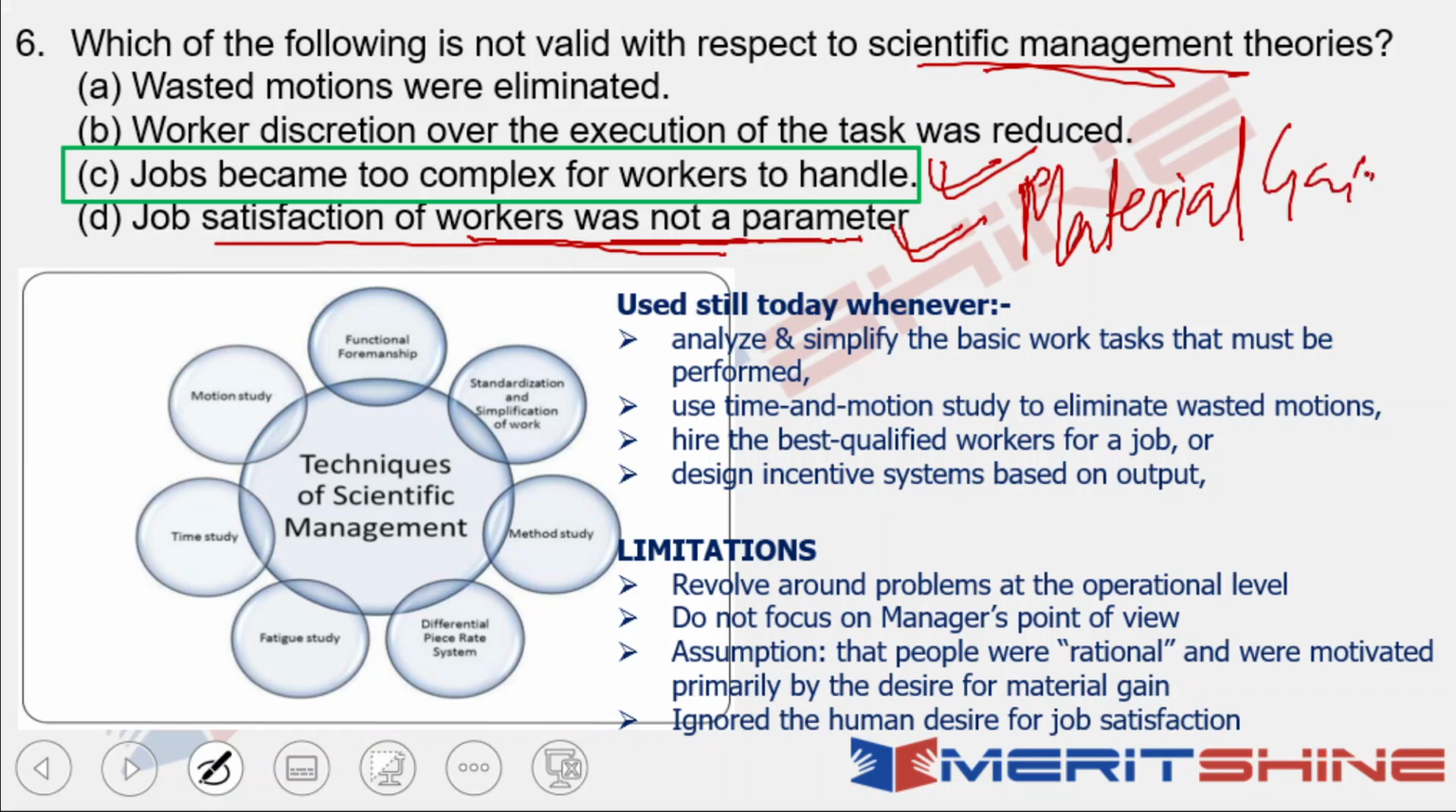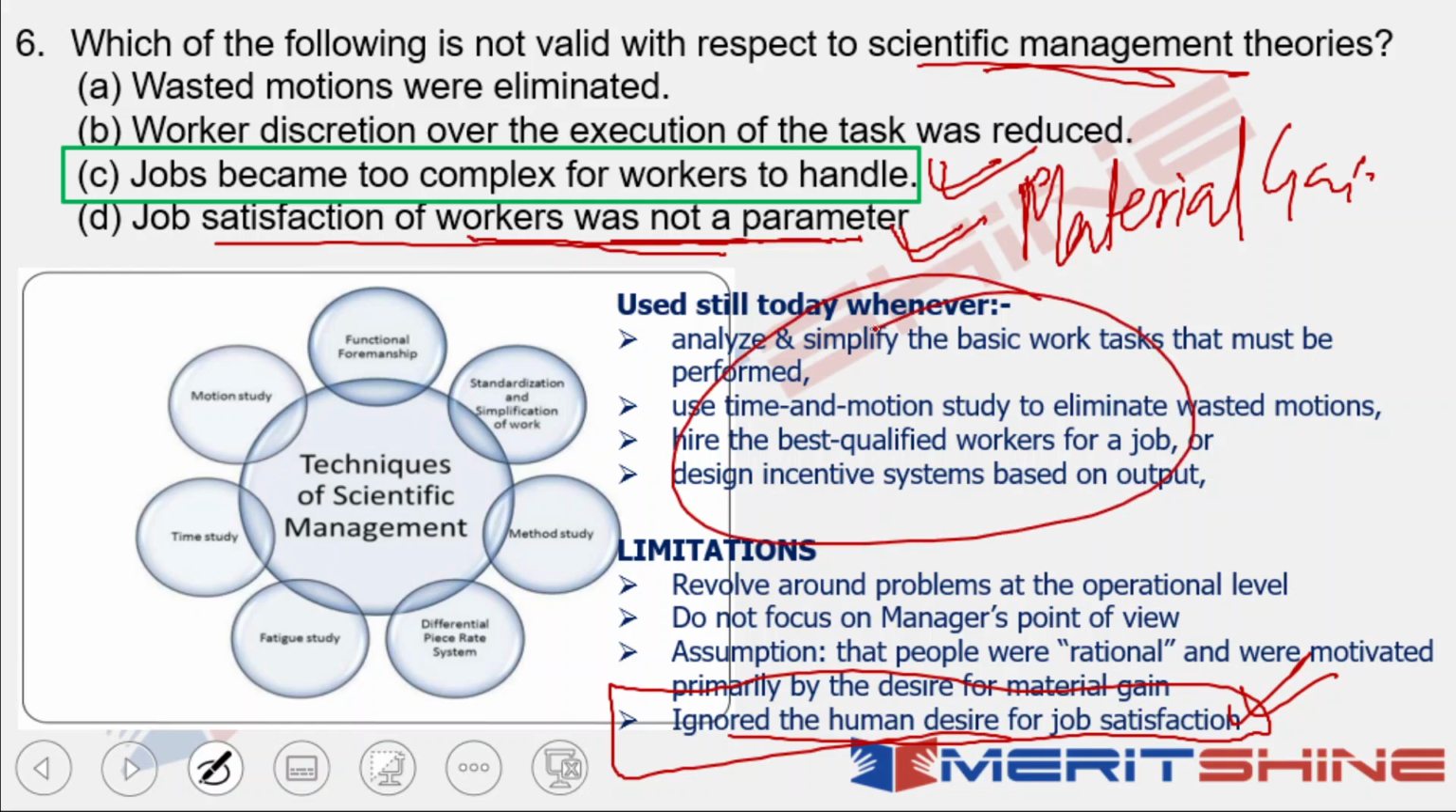Okay. Oh, I have also written that also. Ignored the human desires of job satisfaction. See, this is also there. Okay, so these were the 4 limitations. So if you look at the 4 limitations and the usages, you would see that A, B, D are there. So you know that only C is something that cannot be there, right? So hence C is the answer.